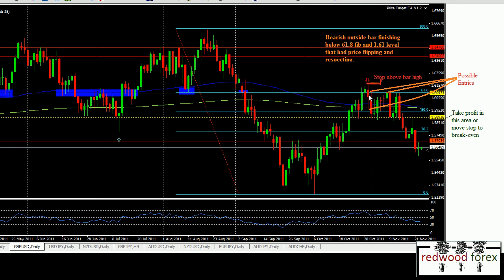What makes it a great location? It finished on the 61.8 fib area, and in the past, you can see where price was able to flip back and forth around. It's also the 1.61 big round number, psychological number. Humans like big round numbers. It just sounds good to our ears. So when you have a big round number lining up with the fib level, it's usually an area that you want to keep in mind.